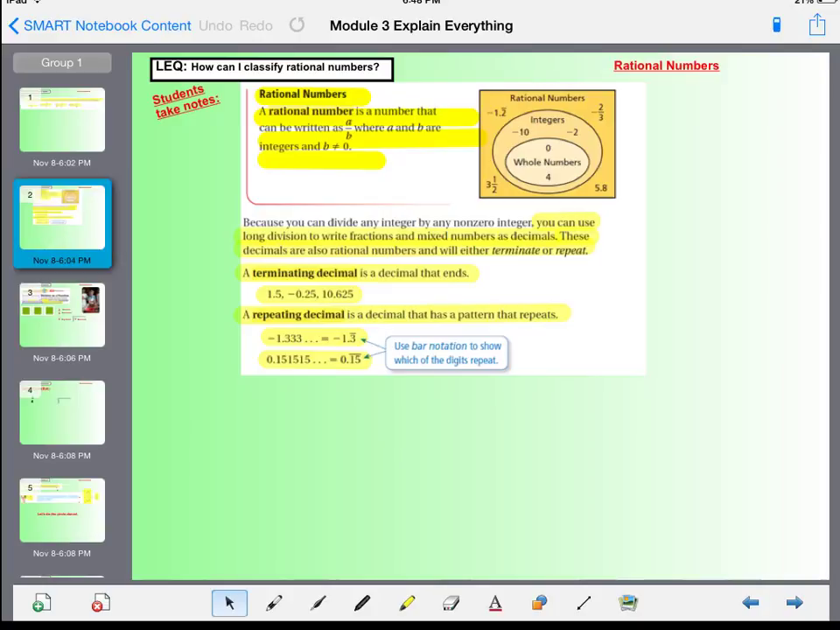So, for example, 1 divided by 3, if you divide that in the calculator, you're going to see the 3 repeating itself. You definitely don't want to sit there and continue dividing and continue seeing 3. So you would put that bar notation at the top of the number that's repeating itself. Again, just to recap, a terminating decimal will end, whereas a repeating decimal has a pattern that repeats.